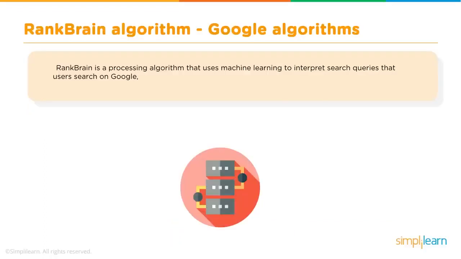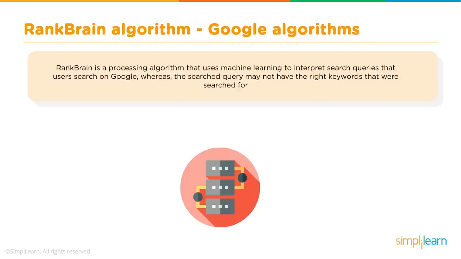And then let's talk about the third algorithm, which is RankBrain. So RankBrain is a processing algorithm that uses machine learning. And that machine learning interprets search queries that users search on Google. So for example, if RankBrain sees a word or phrase it isn't familiar with, the machine can make a guess as to what words or phrases might have a similar meaning and filter the result accordingly. So basically it takes these search queries and presents them in a way that's logical so that the end result can be something that's relevant to what you're looking for.